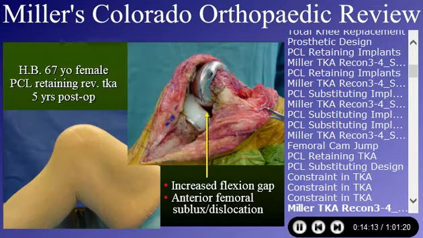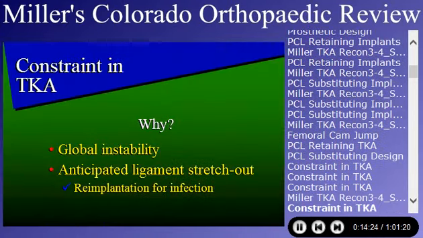Here's an example of a cruciate retaining revision knee at 5 years post-op. You got that PCL laxity, increased flexion gap. This is a good indication for a constrained knee. The other reasons for constraint, global instability, either from trauma or from infection. All the ligaments are just damaged and stretched out. Another relative indication is anticipated ligament stretch out. For example, reimplantation for infection. You have all this scar tissue, and then everything over time loosens up, and you become unstable.